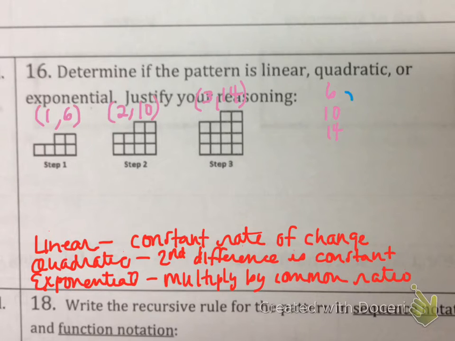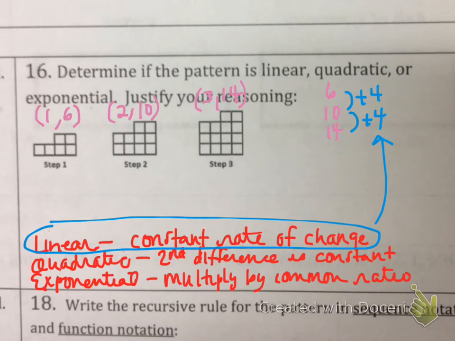So from 6 to 10 we would be adding 4 new boxes, and from 10 to 14 we'd be adding 4 new boxes. So because we're adding the same number throughout the entire pattern, that would be linear, constant rate of change. And the reason is because we added 4 boxes throughout the entire pattern.